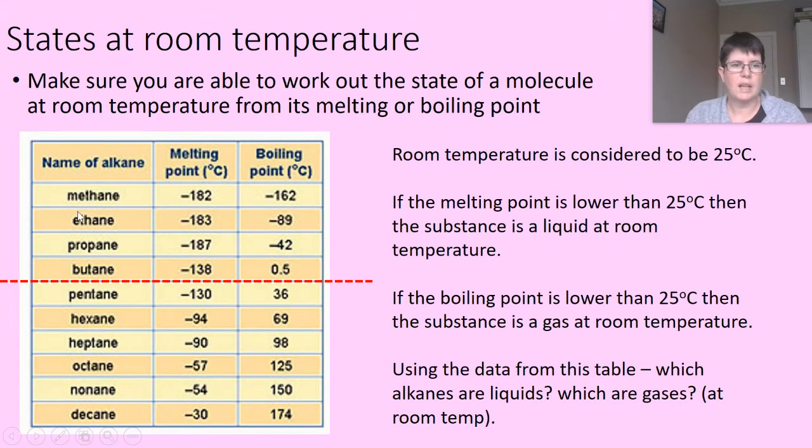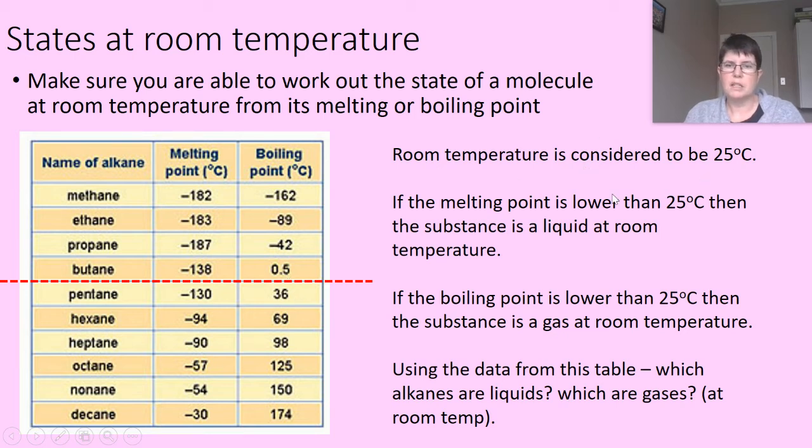Okay, so if you have a look at this table, it's the names of the alkanes. The carbon chain is getting longer. So methane has 1 carbon, ethane has 2, and so on, up to decane which has 10 carbons. So the chain is getting longer. And then the melting point starts at minus 182 degrees centigrade. And as you can see, as the carbon chain gets longer and longer, the melting point is getting higher. It's a negative number, so it's getting higher. And then the boiling point also starts really low, and then it gradually increases.